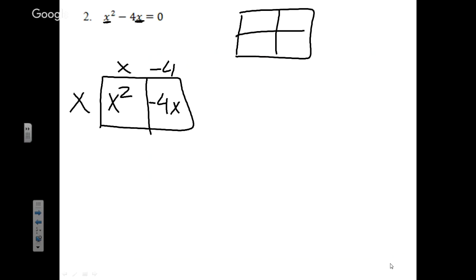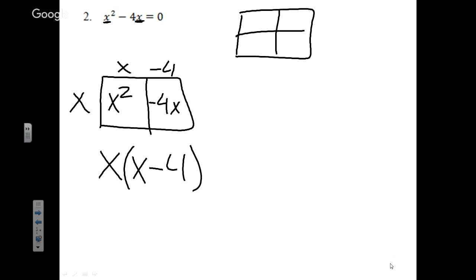So that's how you do number 2. Since there's a common factor in there, you can pull that out and then have the x on this side and the x minus 4. You're right. So we have x times x minus 4.